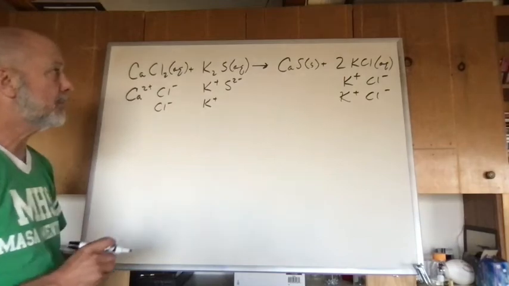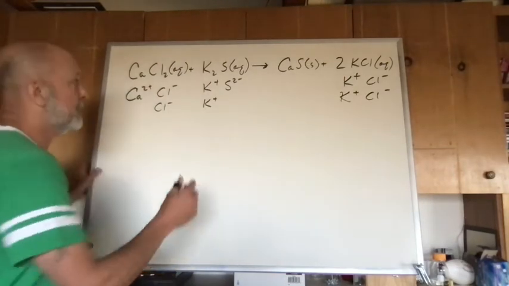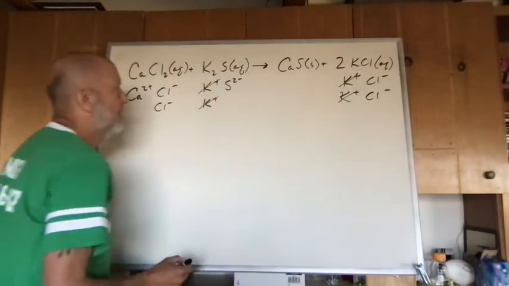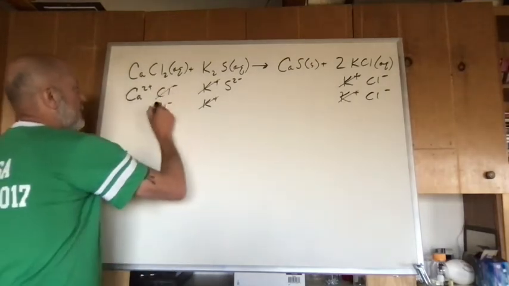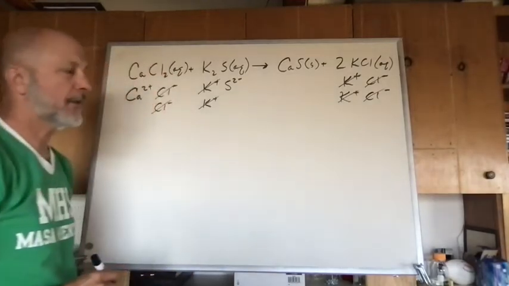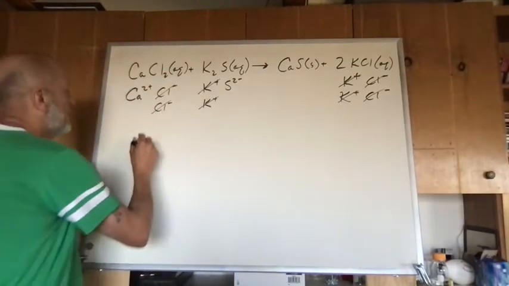So frequently what we will do is let's remove the spectators. And just like math, I've got potassium, 2 of them, unchanged in solution. I take them out. Chlorine, unchanged in solution. I take them out. Now let's rewrite the equation without those spectators.